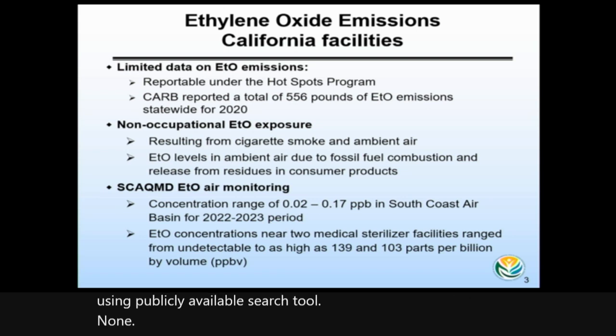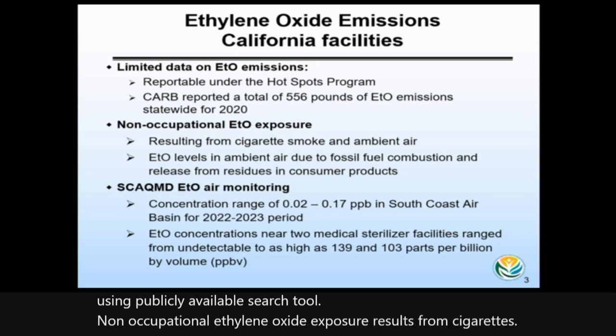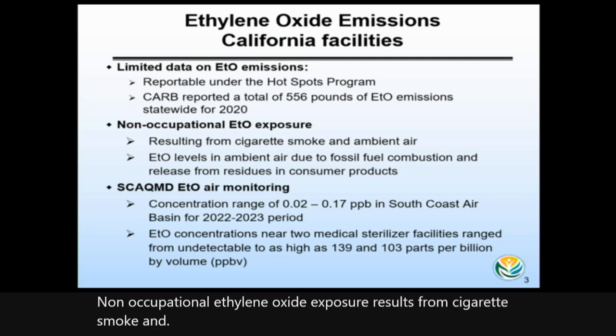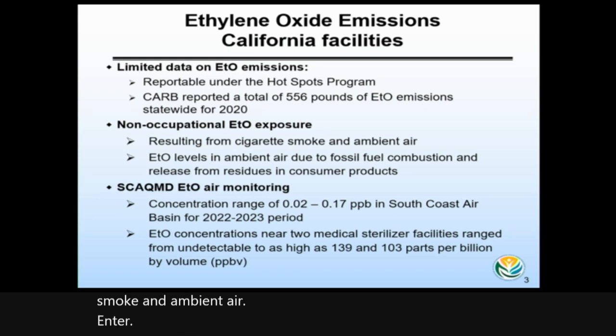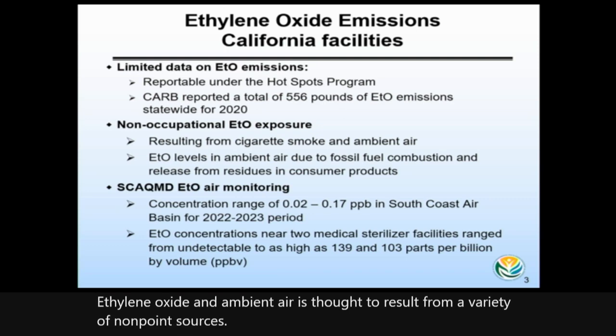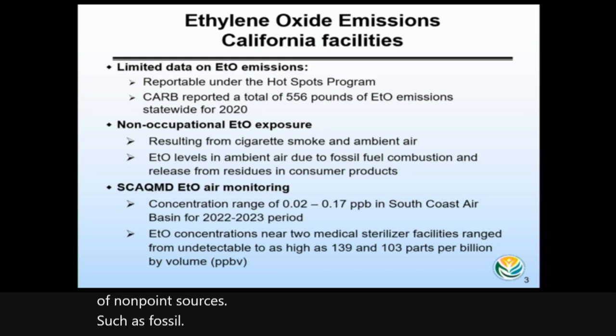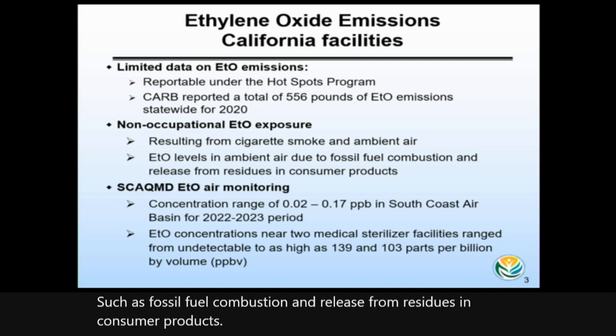Non-occupational ethylene oxide exposure results from cigarette smoke and ambient air. Ethylene oxide in ambient air is thought to result from a variety of non-point sources, such as fossil fuel combustion and release from residues in consumer products, including fumigated food products and skincare products.